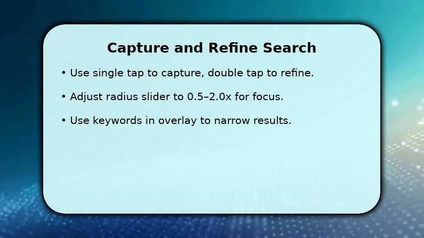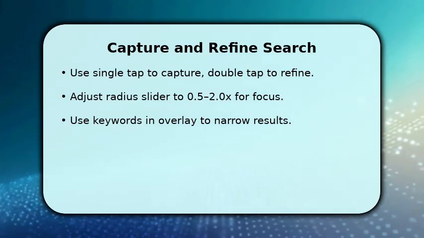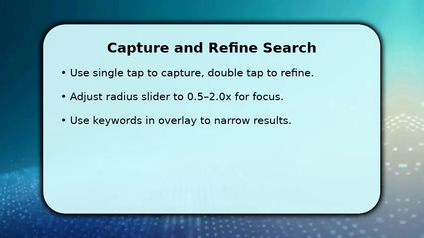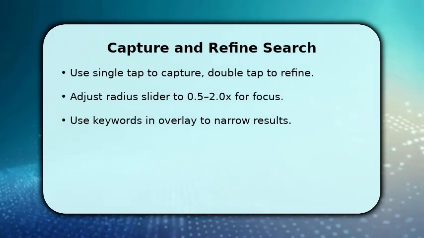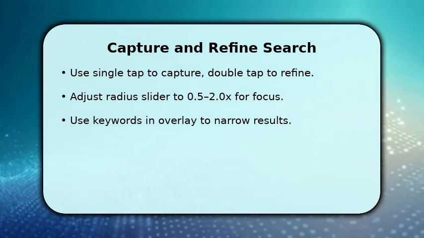Tap once inside the circle to register the target area, then watch the live preview. If results are noisy, double tap to trigger refine mode and drag the radius slider to tighten focus. Smaller radii prioritize detail, larger radii capture context.